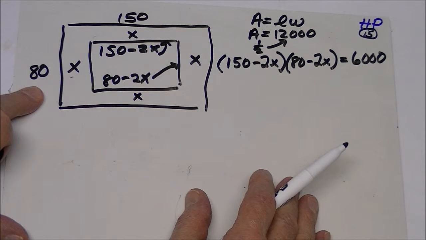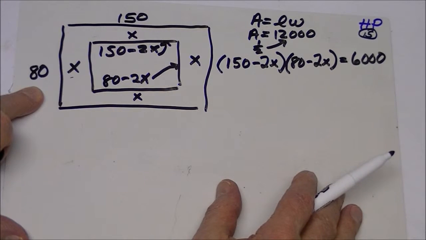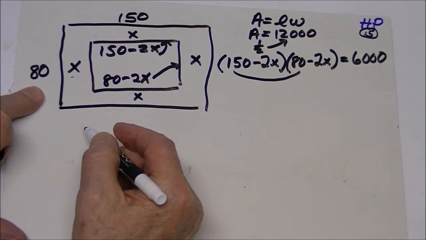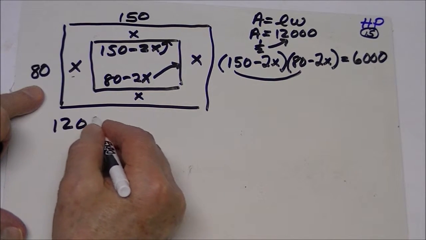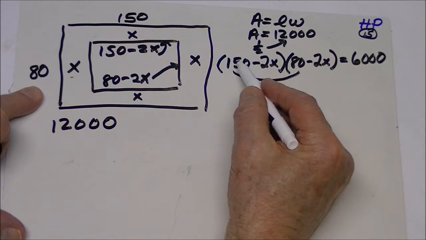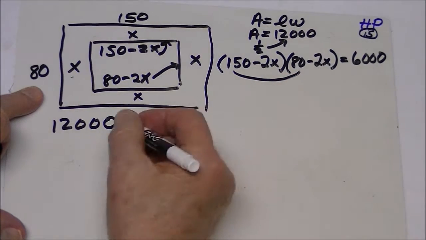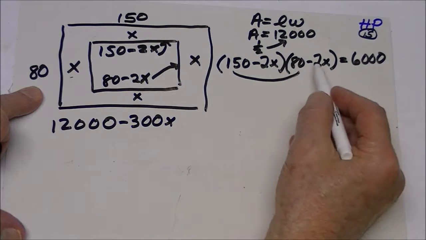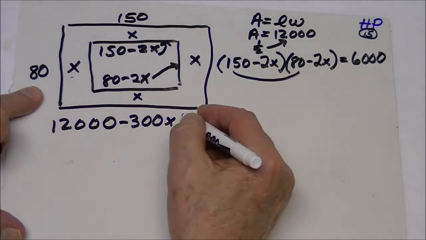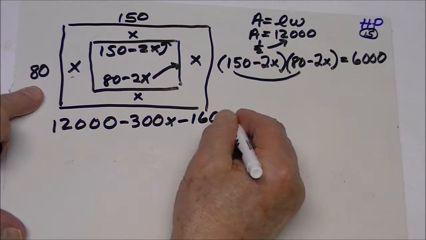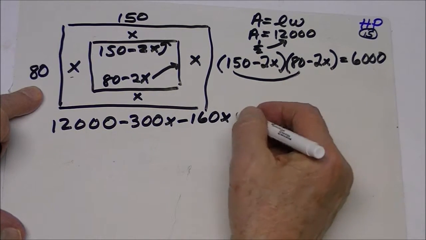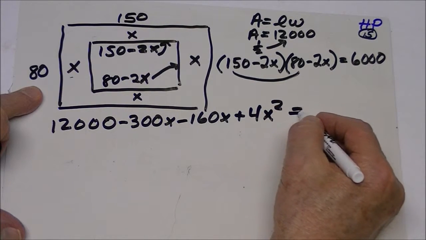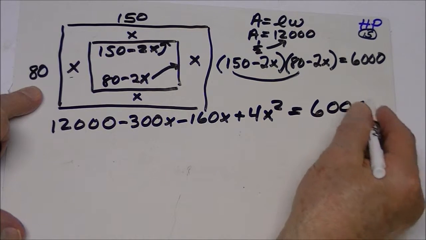And you might say, wow, that's quite an equation there. But again, you just FOIL it. This times this, well, we said was 12,000. Now my outers will be a negative 300x, 150 times a negative 2x. My inners, a negative 160x. And then my last, a positive 4x squared equals 6,000.